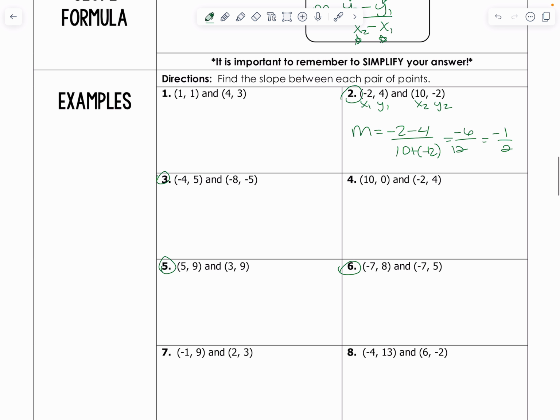Again, x1, y1, x2, y2. So m is equal to negative 5 minus 5 over negative 8 minus a negative 4. Those two negatives make a positive, so I get a negative 10 over negative 4. Both of them are even, meaning they're divisible by 2, so I can reduce this. Then my two negatives become a positive, so that gives me a positive 5/2.